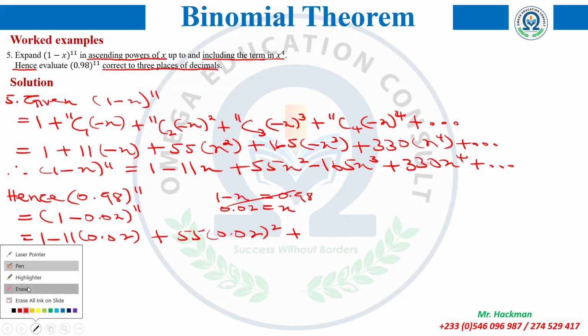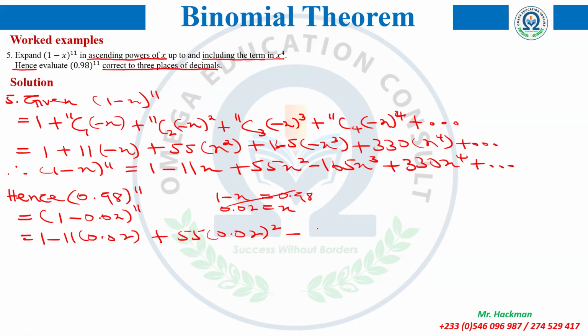So you have to be equally careful. That gives us minus 165 into 0.02 cubed, then plus 330 into 0.02 to the power 4. Is that clear? Plus your ellipsis if you like. So I guess you can continue, Abby.